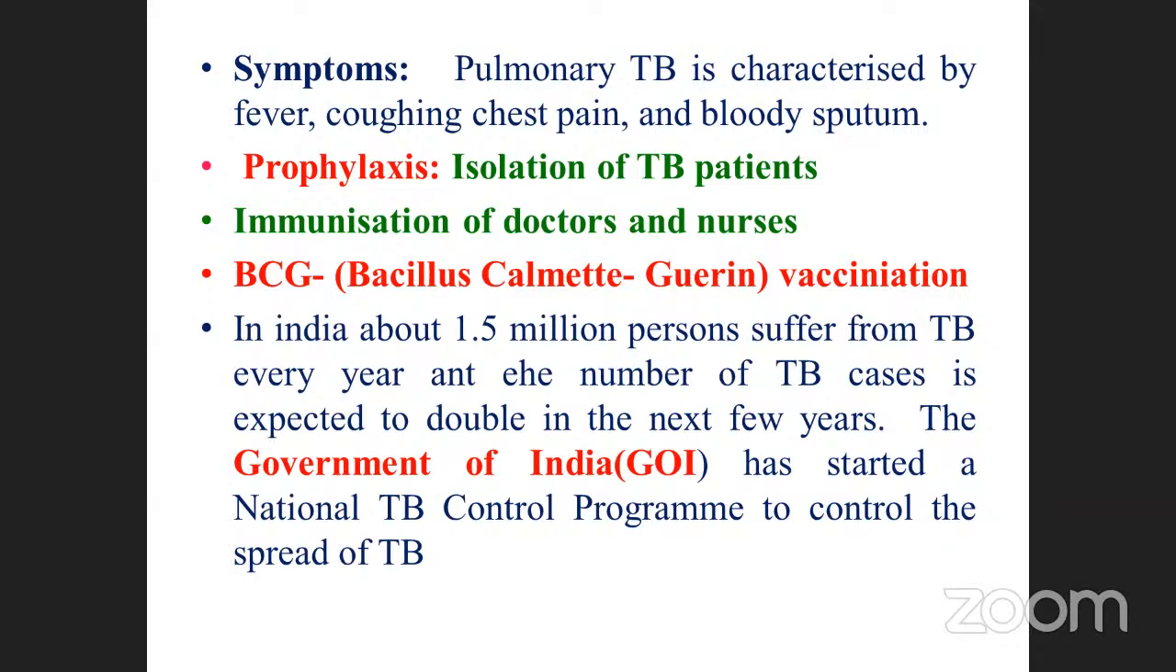Once again, let me repeat for you. Symptoms we already know. Prophylaxis: you have to isolate the person and give special care, with immunization for the doctors as well as the nurses. And what is BCG? TB patients are given BCG. What is the expansion of BCG? Bacillus Calmette-Guerin vaccination. How many persons per year? 1.5 million persons each and every year. See, this is the double of that.